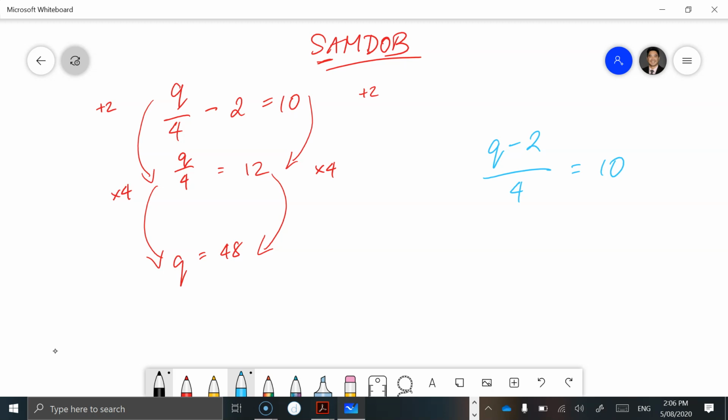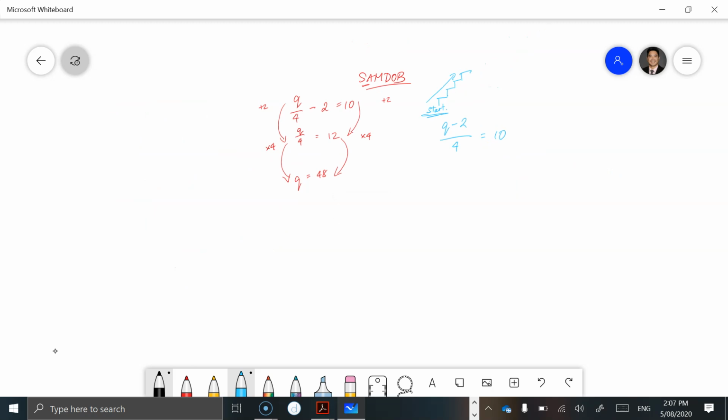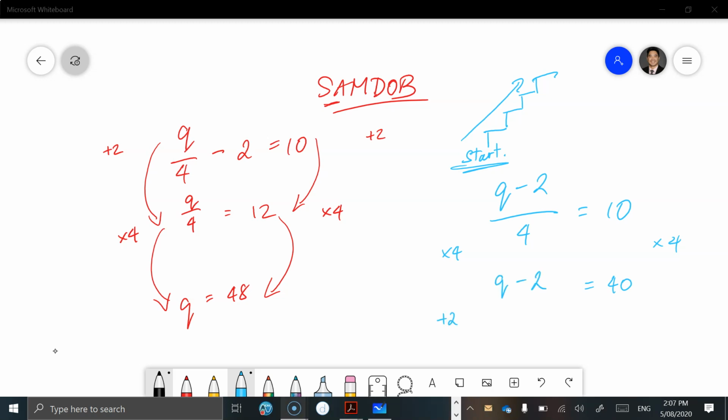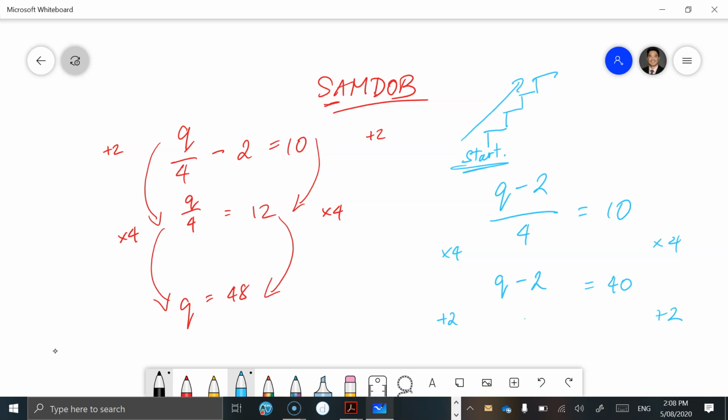So what I would like to say is that if you want to go upstairs, you need to start downstairs. Okay, if you want to go up, this is where you need to start. You need to start at the bottom. So here, before we can go to the numerator of the fraction, which is upstairs, we need to deal with what's downstairs. Okay, and in this case here, we are going to multiply both sides by 4. So 10 times 4 is 40, which leaves us with q minus 2. So to get rid of the minus 2, we're going to add 2 to both sides, and we have q is equal to 42.